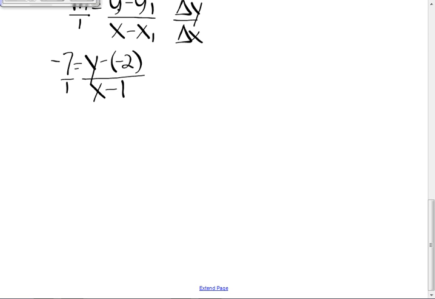I got to make sure you understand this. What happens to the 2 negatives? What do 2 negatives make? Yep. So -7 over 1 equals y plus 2 over x minus 1.